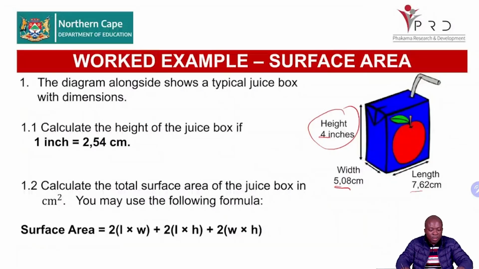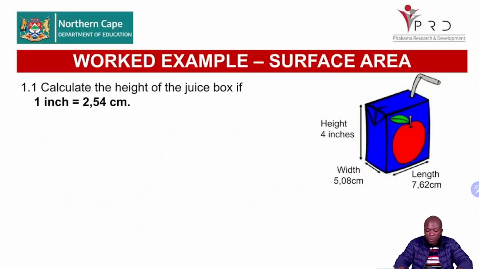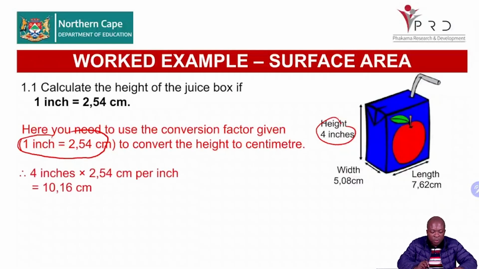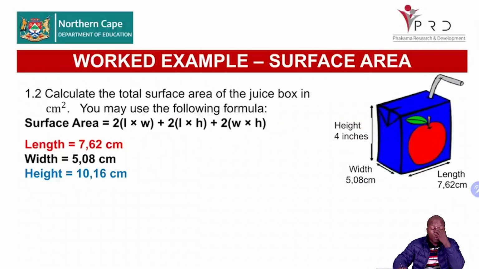Welcome, learners. So let's look at the first question. We are supposed to convert. What are we converting? We are converting the 4 inches. So our focus is on the 4 inches. What do we do here? We need to use the conversion factor, which is 1 inch equals 2.54 centimeters. So I multiply the 4 inches by 2.54 centimeters per inch, which is going to give me 10.16 centimeters. I've managed to convert the value from inches to centimeters.